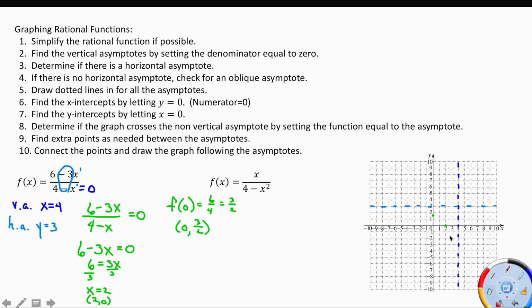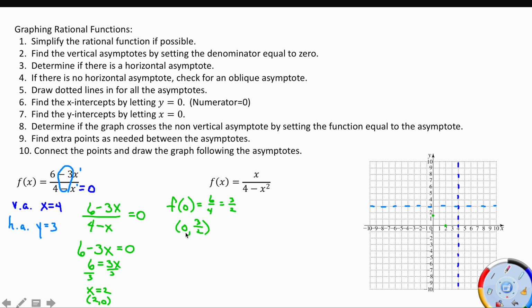Okay, so I kind of already know what's going on over here. My graph looks like this. It follows this and follows this, going through these points. The only thing I'm not sure of is, does it cross this and follow it from the top, or does it just follow it from underneath?